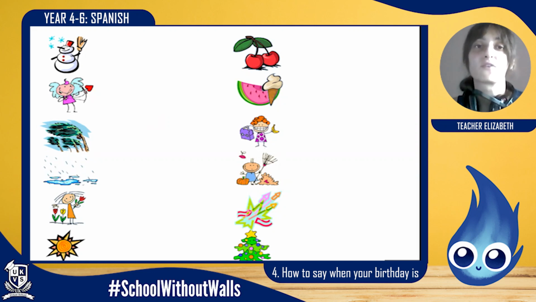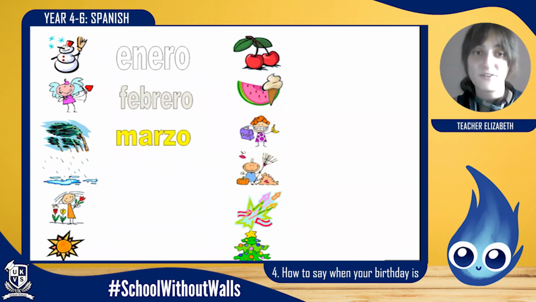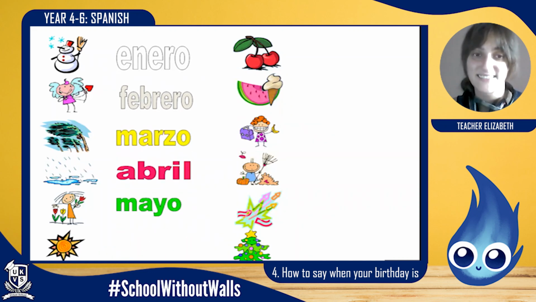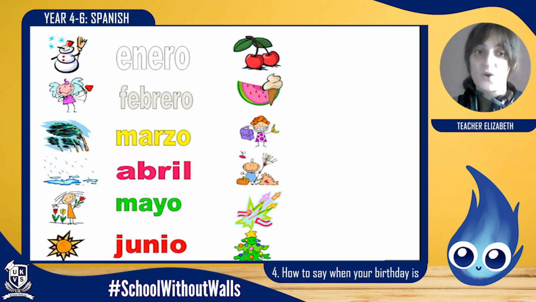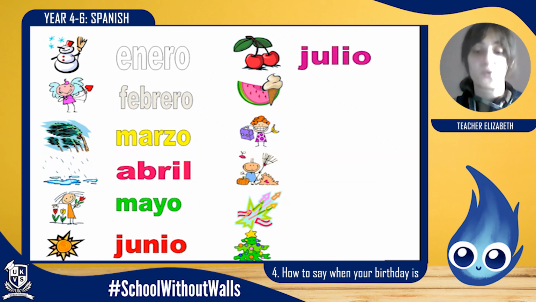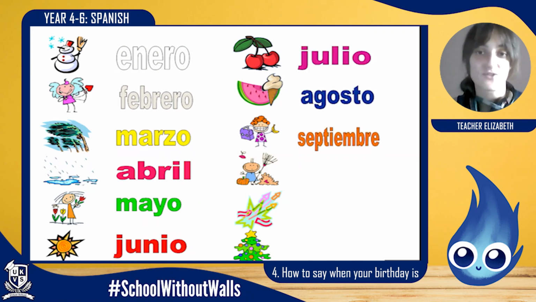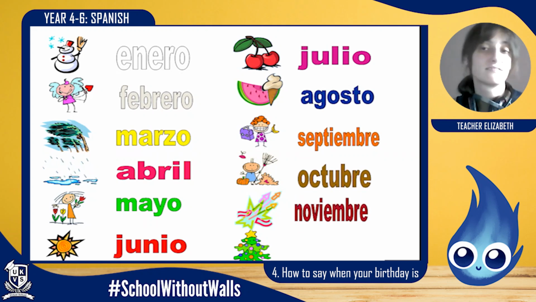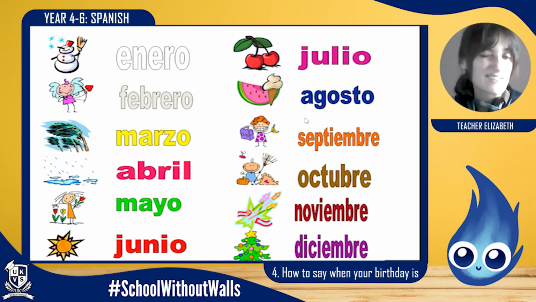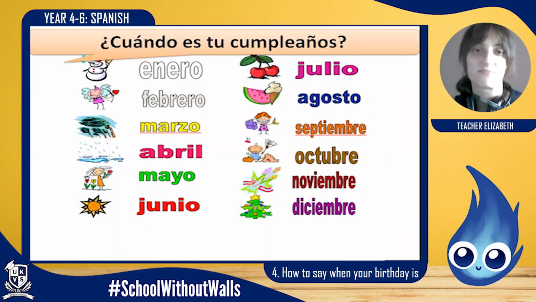Okay, so let's have a look. Enero, febrero, marzo, abril, mayo, junio, julio, agosto, septiembre, octubre, noviembre y diciembre. Eso es. Muy bien. Check your spelling again. Listen to me saying the months again and just practice just to make sure you got them right.